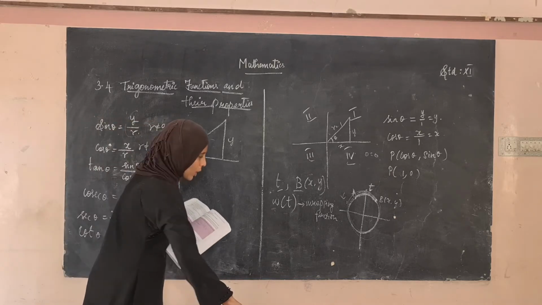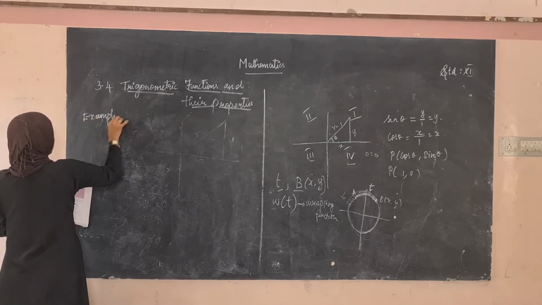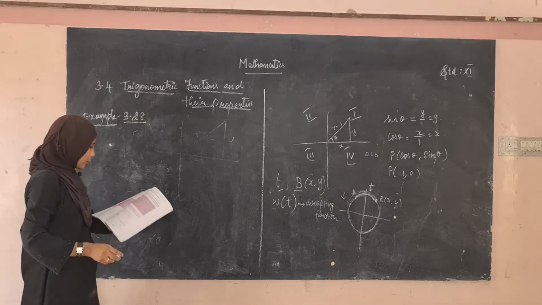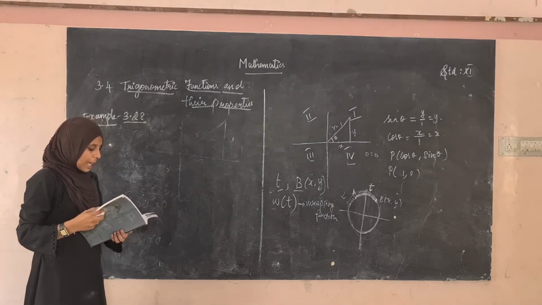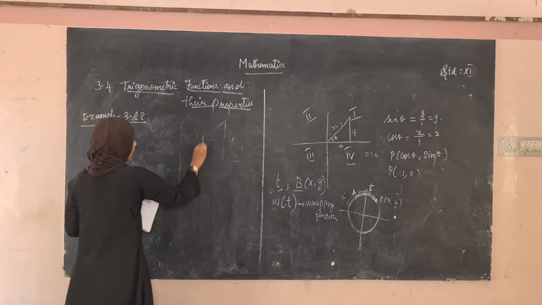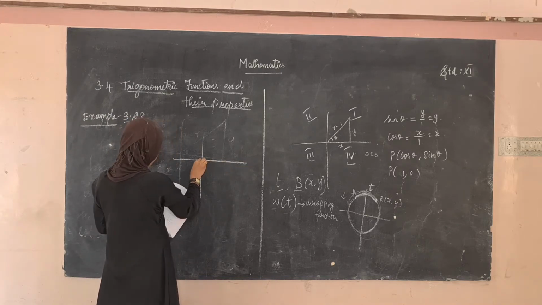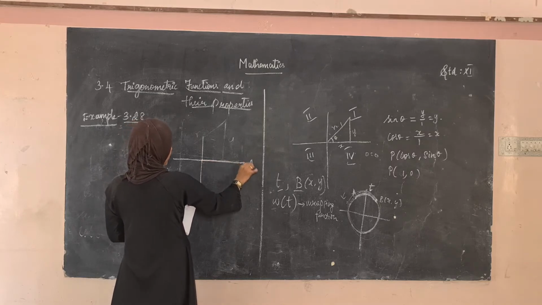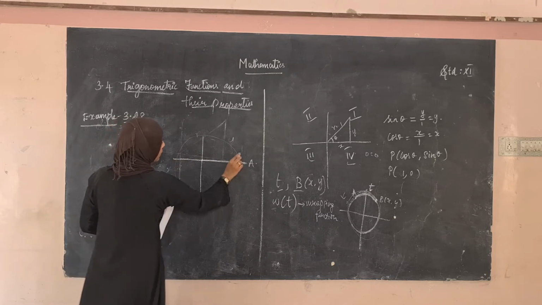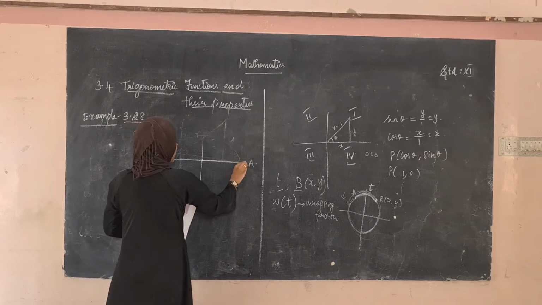See the example 3.28. The terminal side of an angle in standard position passes through the point. So see here, this is the initial point. This is the center, and this is the initial point A. It moves from here and goes on like this. This is the unit circle, and this is the terminal point.